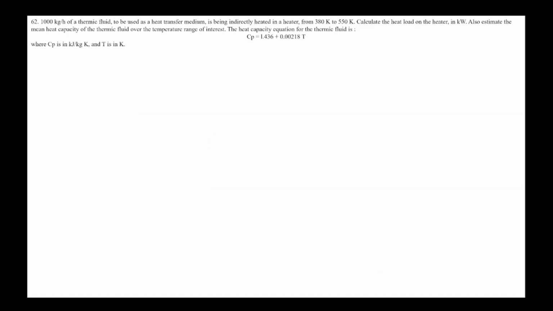Switching over to the next question. 1000 kg per hour of thermic fluid to be used as a heat transfer medium is being indirectly heated in a heater from 380 Kelvin to 550 Kelvin. Calculate the heat load on the heater in kilowatt. Also estimate the mean heat capacity of the thermic fluid over the temperature range of interest. The heat capacity equation for the thermic fluid is given.